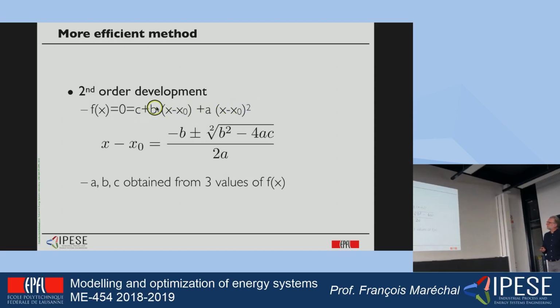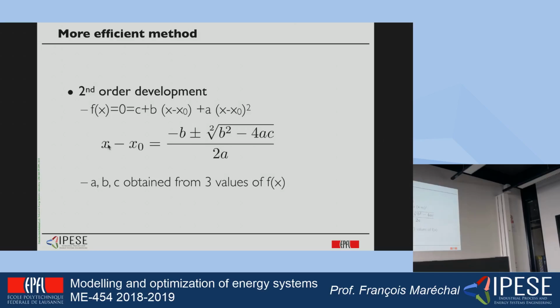And as soon as I have A, B, and C, then I have an analytic formula that is going to give me the value of the new x. So that means that now I'm considering that the function is a quadratic instead of being a straight line, but it's possible that my problem is more a quadratic one than a straight line. So it's being smarter, but it requires more evaluation.